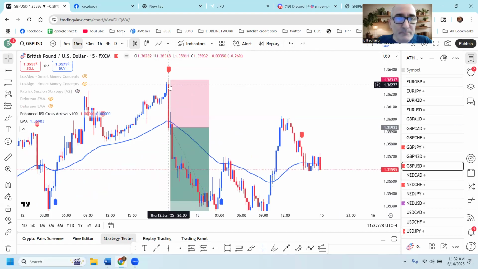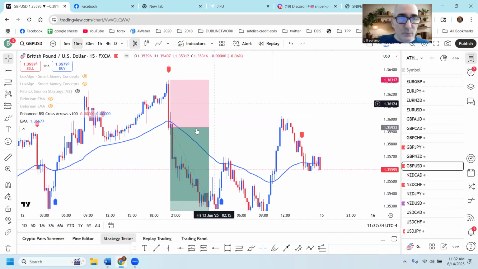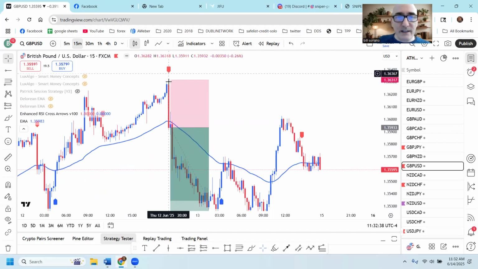Wow, this is a really big candle. I want to show you this one because I want to show you what this looks like in Sniper Pro. So we have this really big candle here with a red ATH RSI above it. The candle crosses and closes below the 55. It's the 20 candle, which is 8 p.m. Eastern Time, Thursday, 12 p.m.